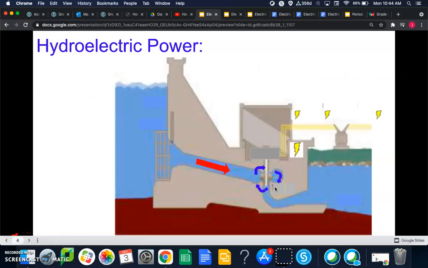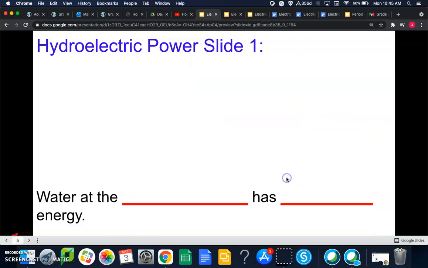Okay, so here's just sort of like a rough drawing of a hydroelectric power plant. We've got our dam here that's made of concrete. That dam kind of holds a bunch of water back. The water flows inside the dam, turns the turbine, which turns the generator, which generates electricity. Let's kind of break that down into a few steps here.